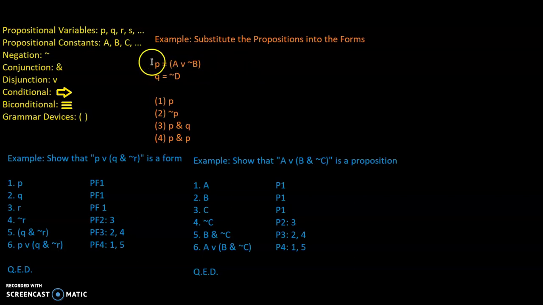So here we're letting the form P stand for the particular proposition A or not B, and we're letting the form Q stand for the proposition not D. And the idea is that you're supposed to substitute these values into these expressions and figure out what the resulting expression is. For example, the answer to 1 would be A or not B.